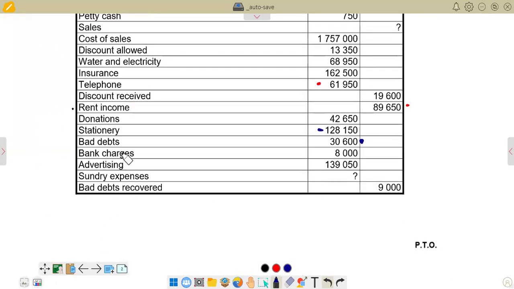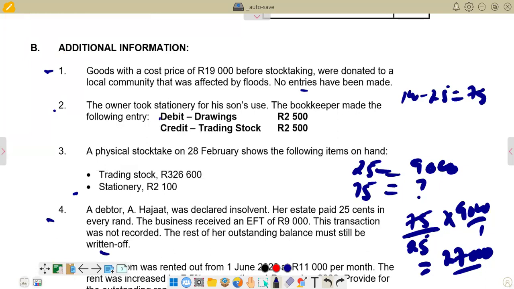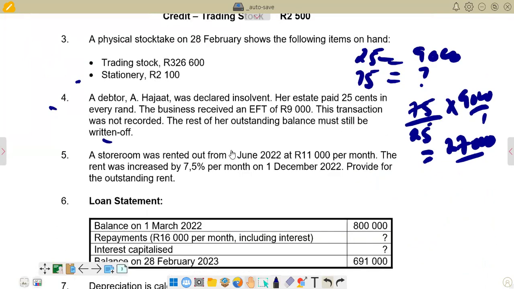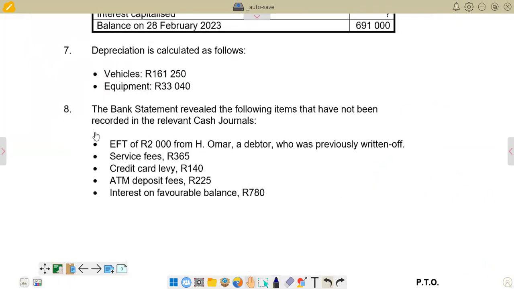So after paid tests, we've got bank charges, which we have 8,000. So we check again in extra information if you have got anything to do with bank charges. If you come here at the end of the first page, the bank statement was reviewed and the following items have not been supported in the relevant cash journals. So we've got some bank charges that are here. Remember, we've got service fees. Let's just try to pick them. We've got service fees, and then we've got credit card levy. It's also a bank charge. Then we've got ATM deposit fees also as a bank charge.